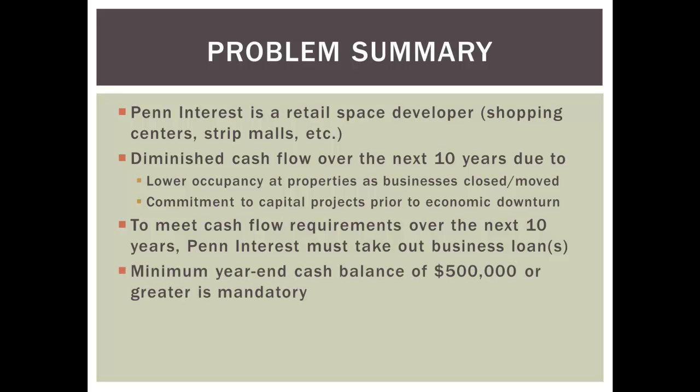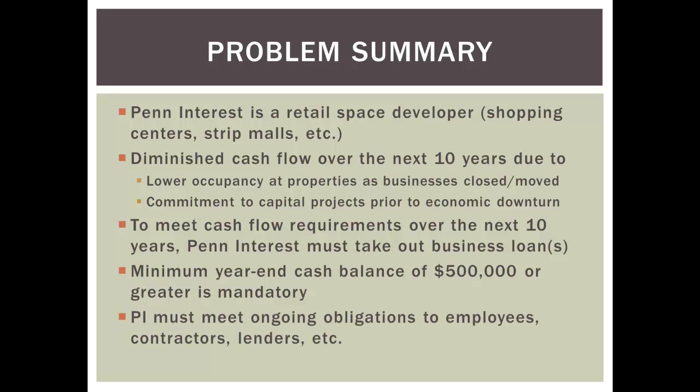Now, one constraint we have is that according to company policy, at the end of each year, Penn Interest's cash balance must be $500,000 or greater. It cannot go below $500,000. So that is a constraint we have in the problem.